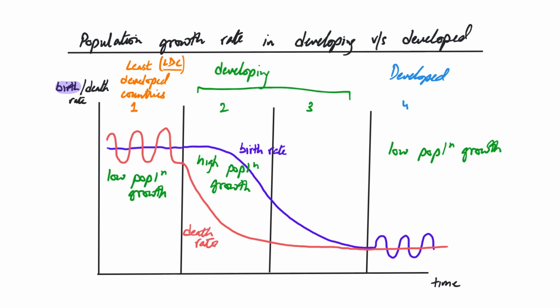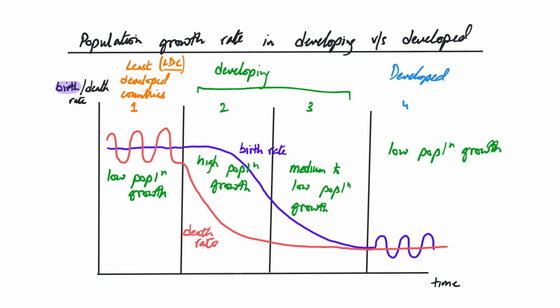Okay, and here you have relatively lower, well, lower is not a good word to use. Medium to low population growth. So now why is this happening basically?